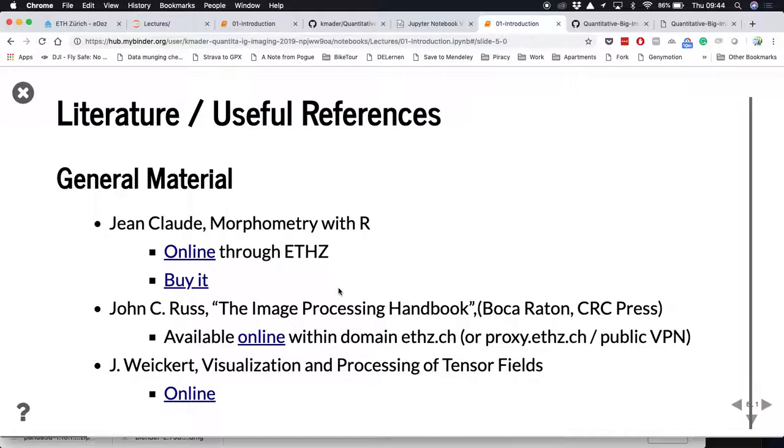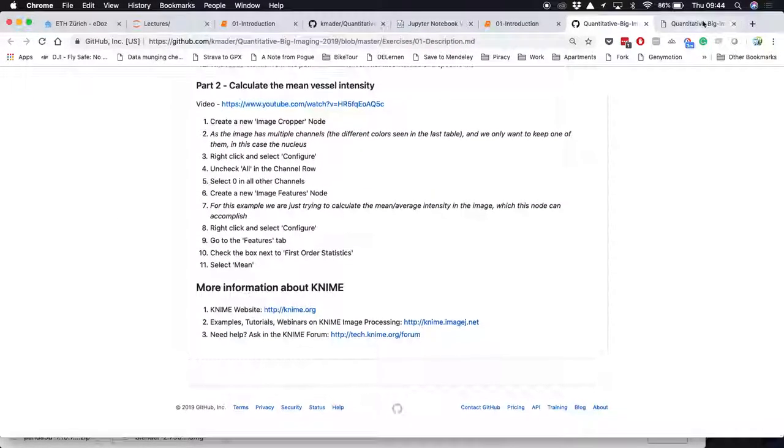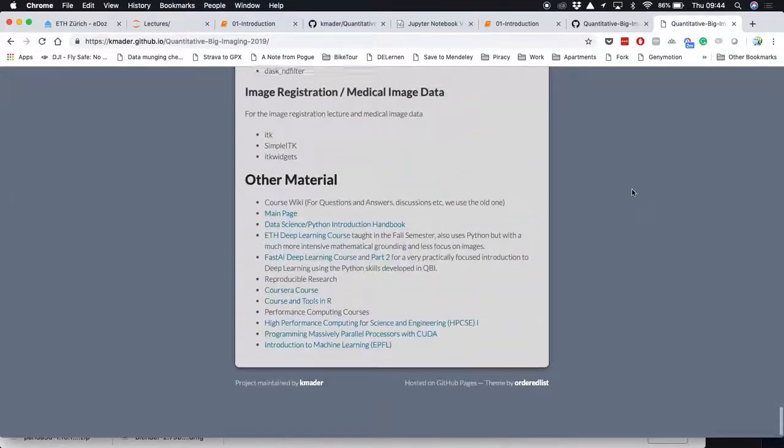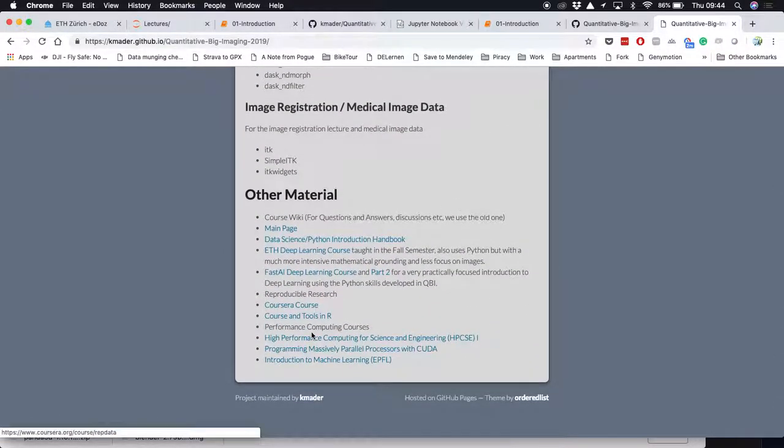There's also all the old material from the courses, and I link to a number of other courses on the course website. So if you go to other materials at the bottom, and this list is ever expanding. And so, if you're interested in specific or more complicated tools, you can always find it there.